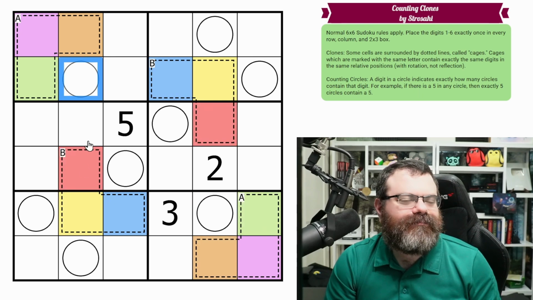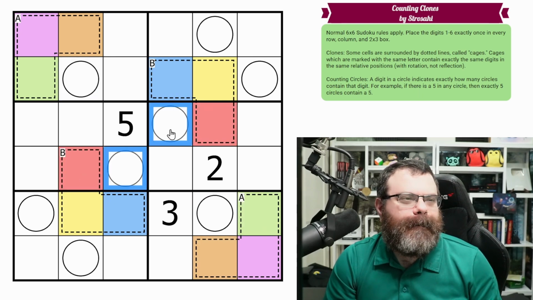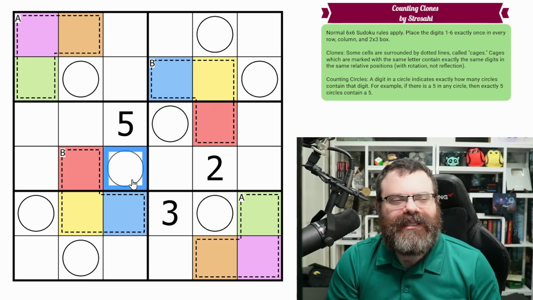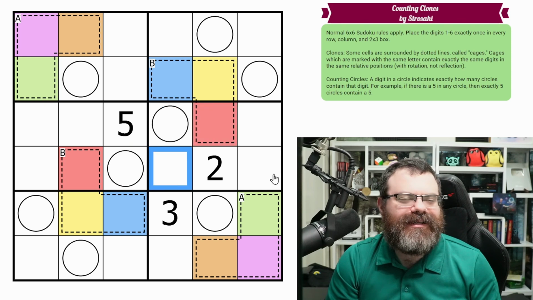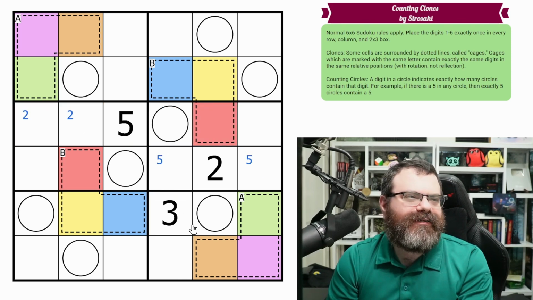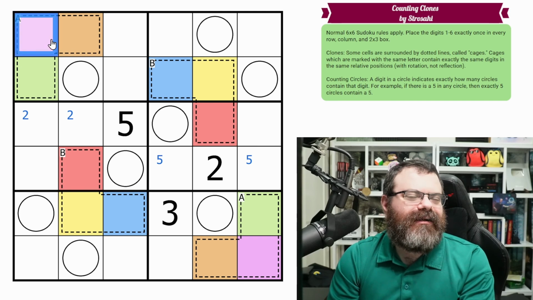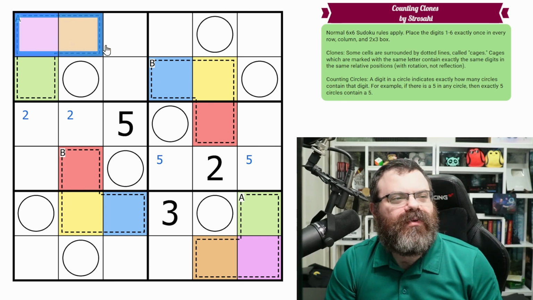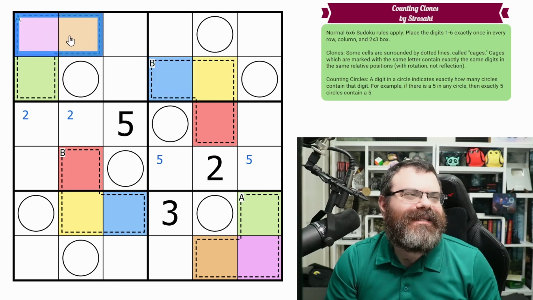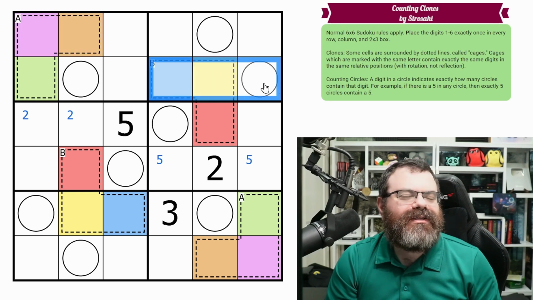I'm tempted to say these 2 circles are the same, but that's just a guess. That's not necessarily true. We know there's a 2 over here. We know there's a 5 over here. Okay. So we know that we need a purple and an orange down here. So even if we put a purple or an orange down here, we'd still need the other one over here.